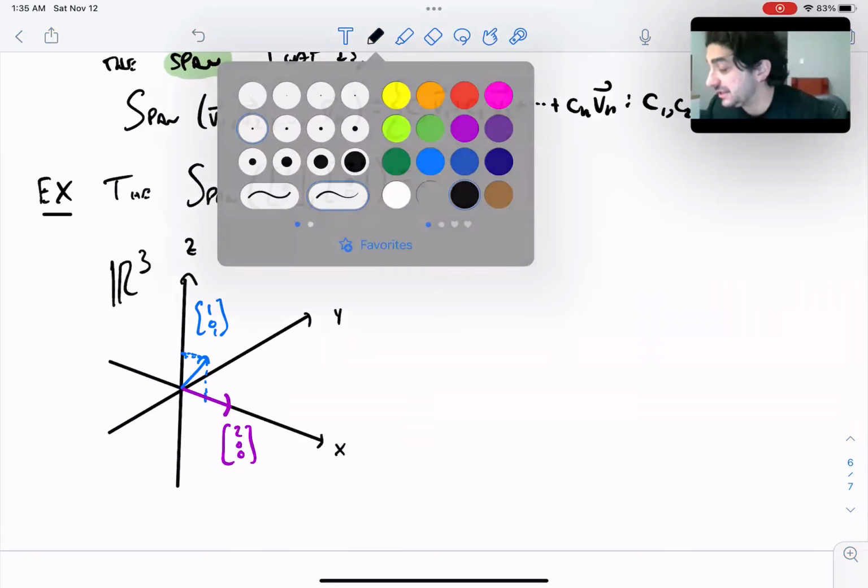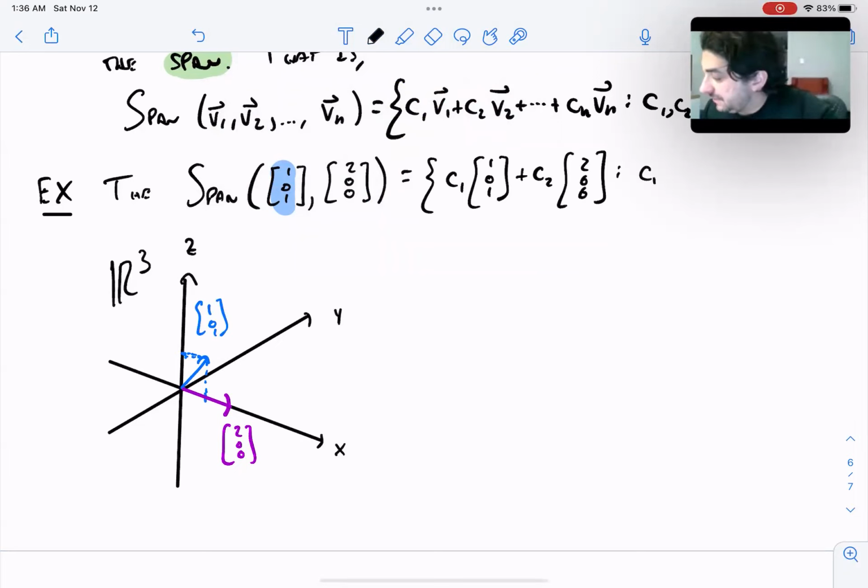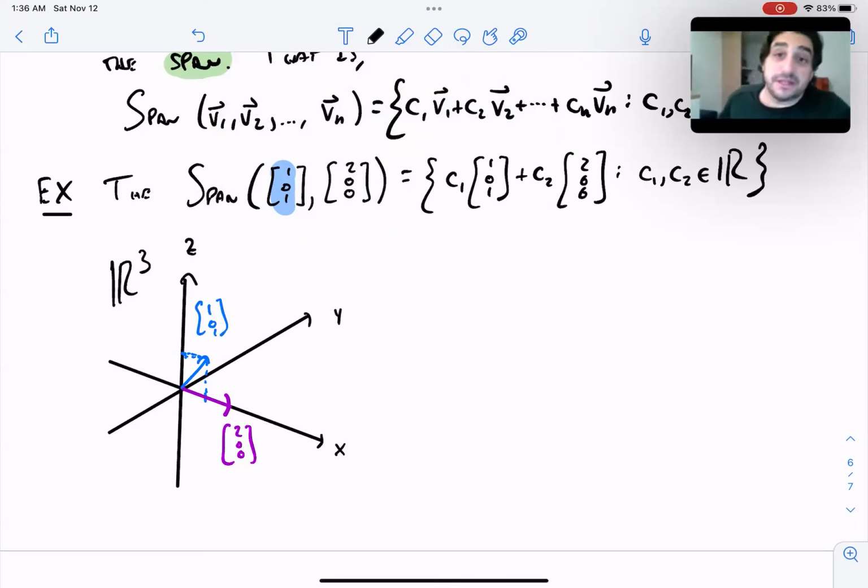And then what's in the span? Well, it's the set of all linear combinations of those two vectors. So it's everything of the form c1 times that first vector plus c2 times that second vector, where c1 and c2 can be any real numbers. Okay, so now think about, what does that look like? What kind of points does that generate?